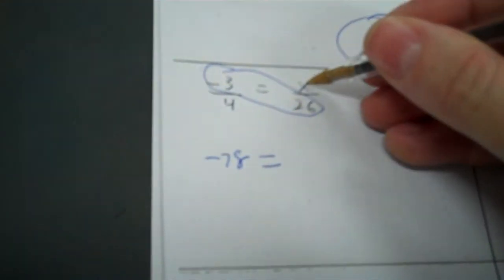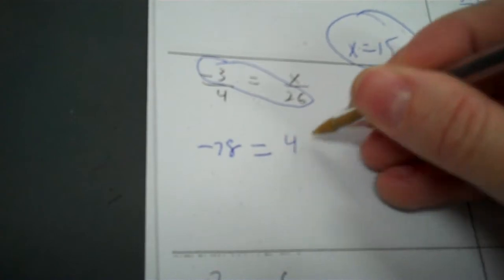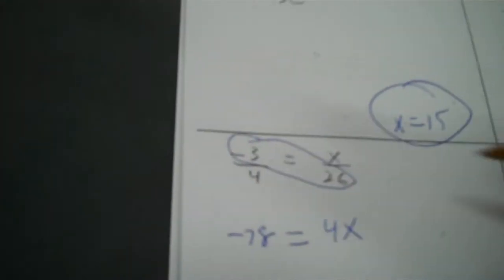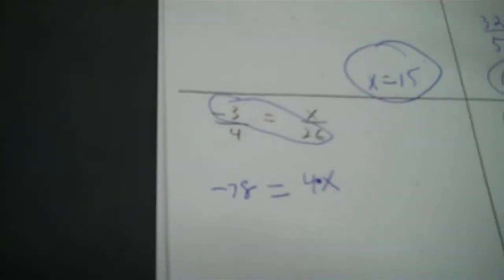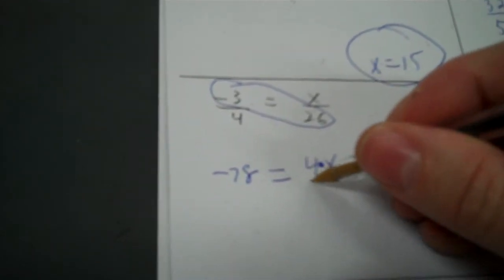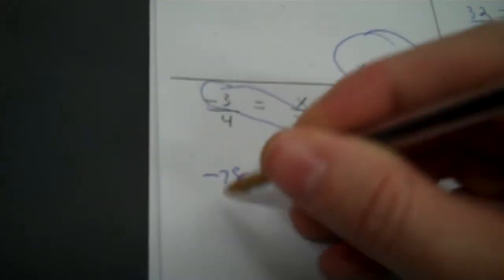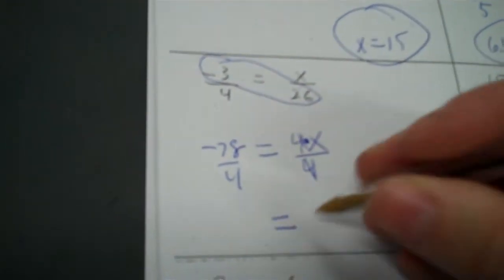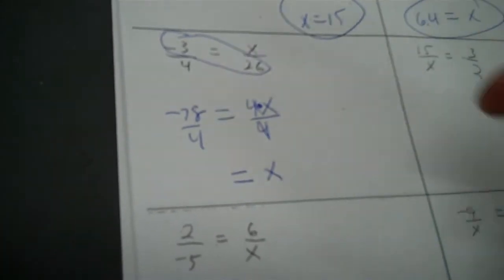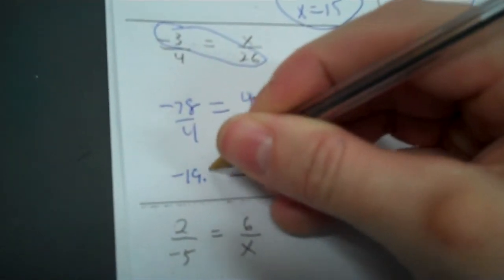Okay, again, multiply the diagonals that you know. So I take -3 times 26, it's -78, and I don't know what that number is, so I write 4x. That's what 4 times x is written as. It means 4 times x, so we do the opposite of multiply, which is to divide. So line up your equals, you got x. So negative 78 divided by 4 is negative 19.5. So you do get some decimals here.